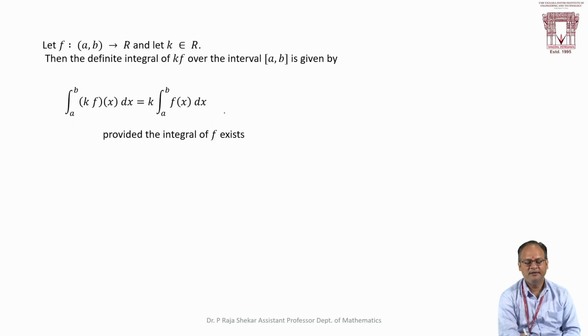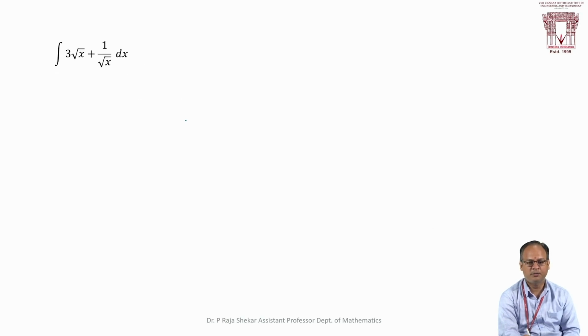One another rule: when we have a constant in the integral, when the constant is multiplied to f of x, then we can separate the constant outside of the integration. So the integral over a to b of k into f of x is equal to k into the integral over a to b of f of x dx. K being a constant, we took it outside. All these are possible only when the integral exists. Like in the previous case, the integrals of f of x and g of x must exist. Even here, f of x must be integrable. Then only we can think about this property.